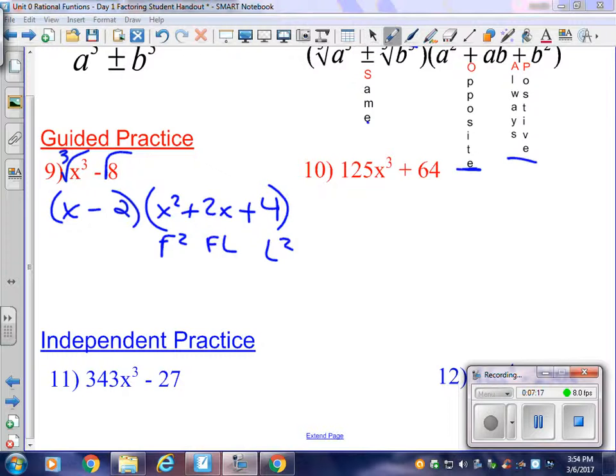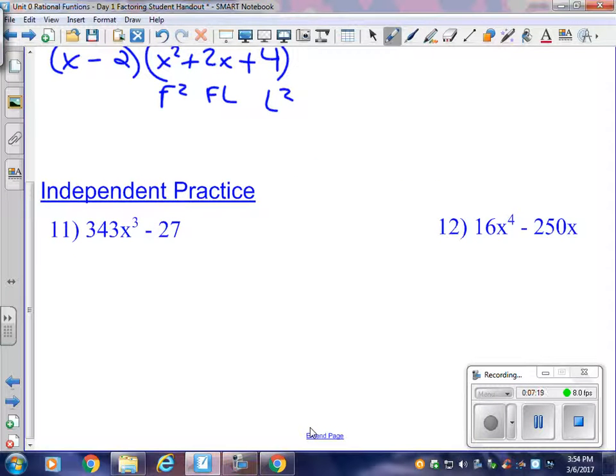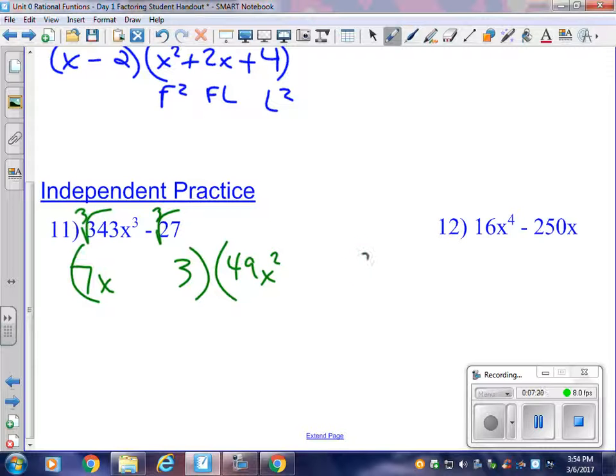So now we're going to look at these two problems at the bottom. The cube root of this is 7x, and the cube root of this is 3. And the square of 7x makes 49x squared, and the square of 3 makes 9. And if you go 3 times 7x, you get 21x. Now if you use SOAP, same as the original problem would be negative, the opposite would be positive, and this will be negative.